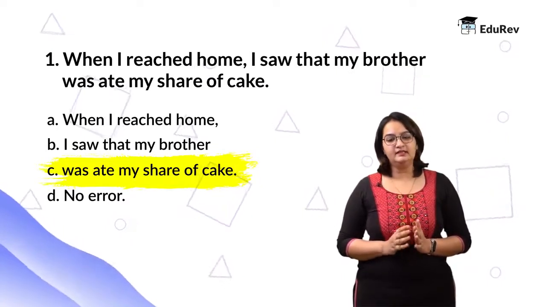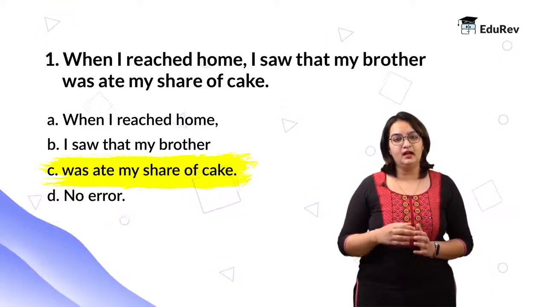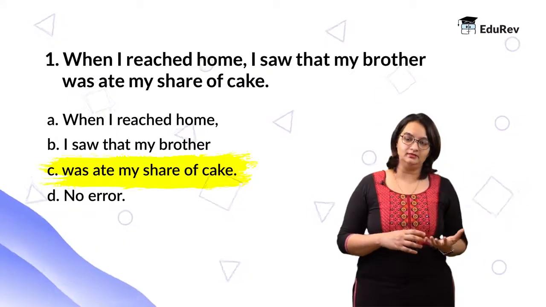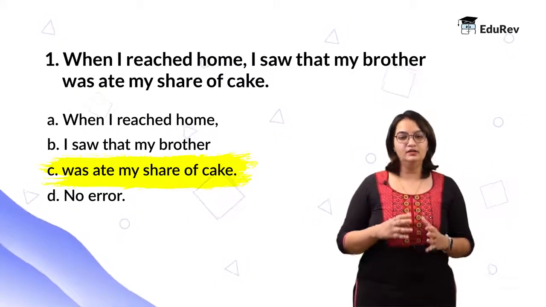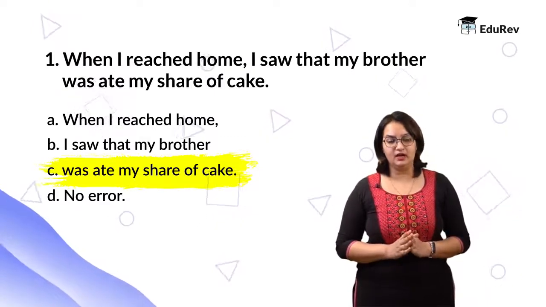In the statement, it is clear that the narrator had just reached home when he observed something, and there are two possibilities. Either the brother had already finished the cake that was preserved by the narrator, or the brother was still eating the cake just when the narrator entered his house.